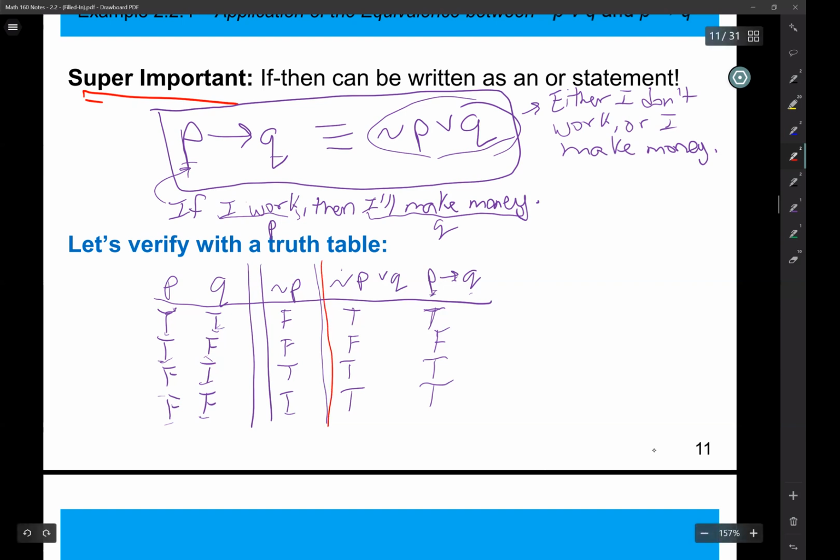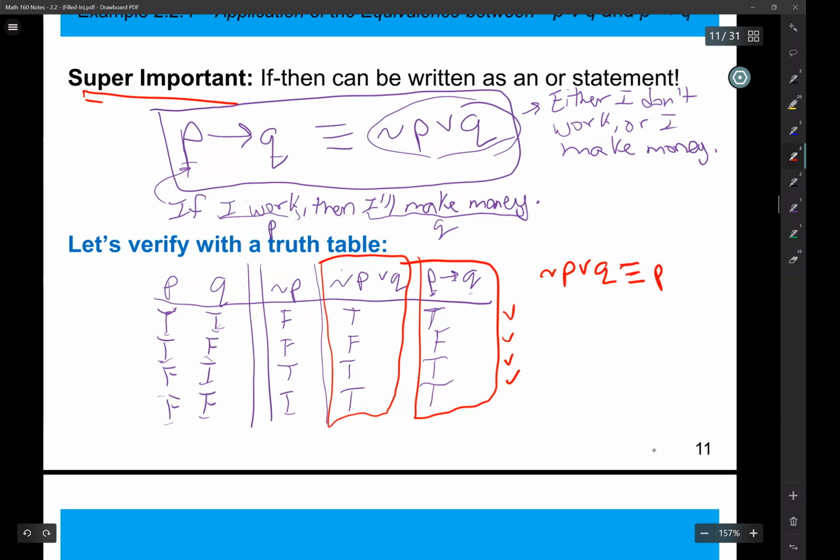But check it out. So on these two columns, I have exactly the same: check, check, check, check. So that proves that not P or Q is logically equivalent to P implies Q. And I can't tell you how important that is. So make sure that you understand that.